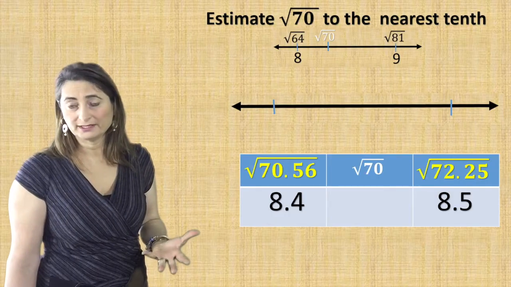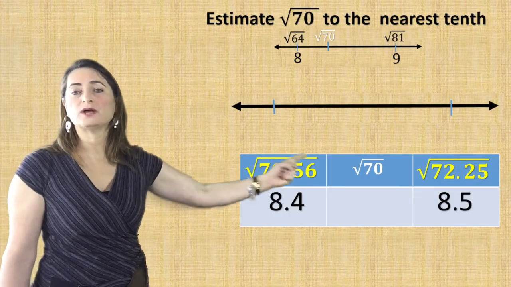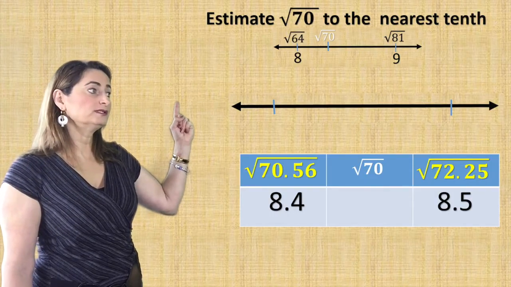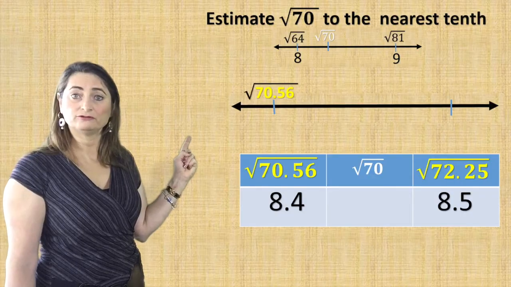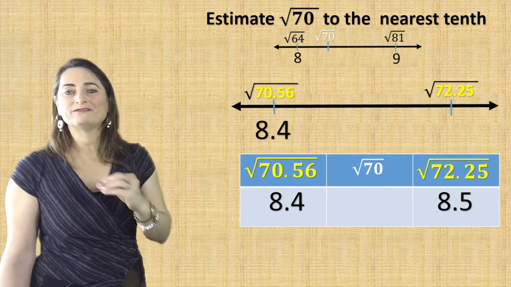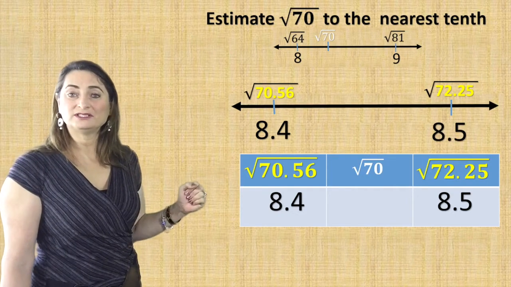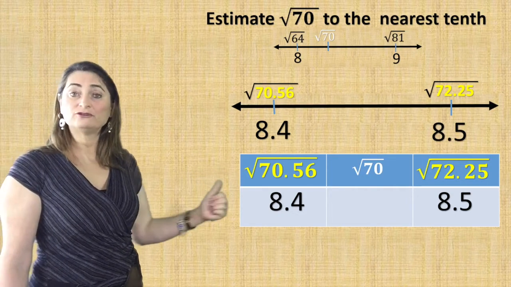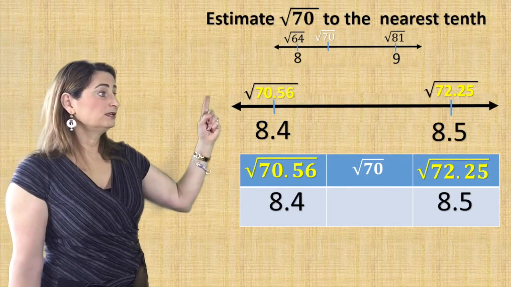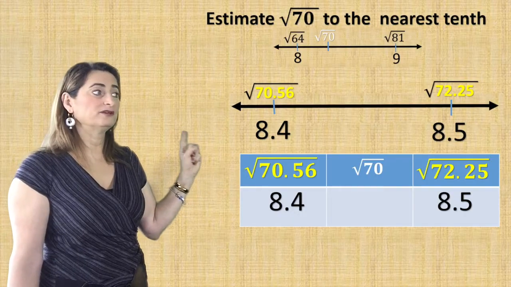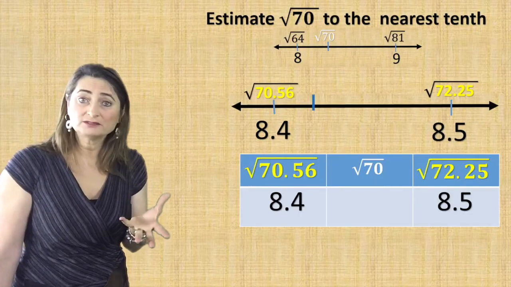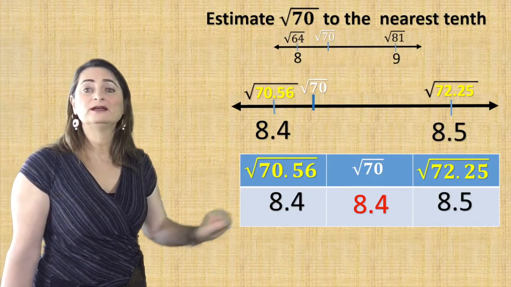72.25. But again, because I'm looking for the square root, that's why I put them in the square roots. Now on the number line, the square root of 70.56 is equal to 8.4, and the square root of 72.25 equals 8.5. So is the square root of 70 closer to 8.4 or closer to 8.5? Again, watch how 70 is only 0.56 away from 70.56. So I will put it closer to 8.4. Approximately, the square root of 70 would be 8.4.